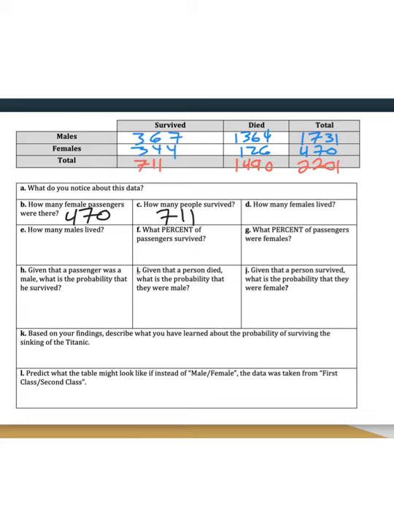How many females survived? This is going to be a joint frequency because it's part of two different categories. You are a female and you also survived. So a female that survived, we can see that they intersect at this 344. That's going to be our answer there.